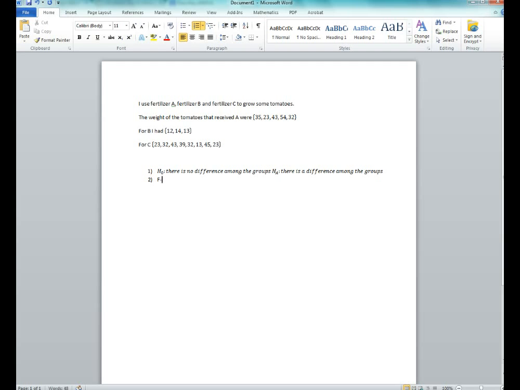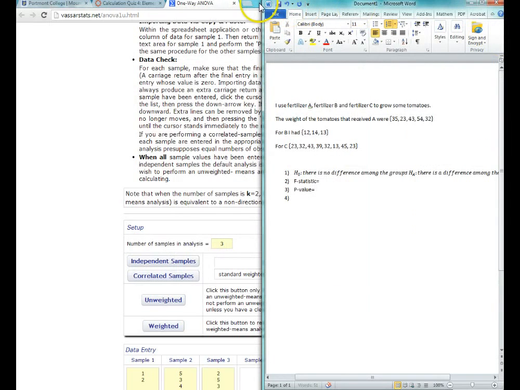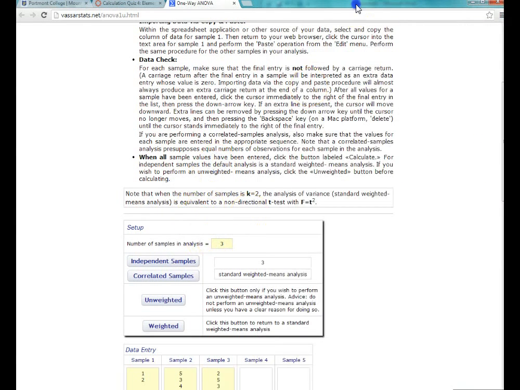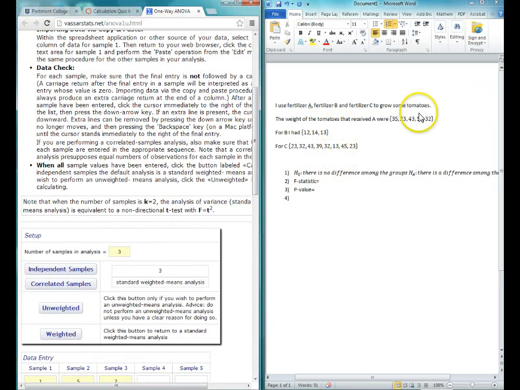The statistic in this case is called an F statistic. We're going to find out what that equals, and it's going to give us a p-value, and once we get that p-value, we're going to be able to make a conclusion based on this data. So let's move over to this ANOVA calculator. Notice I already put the number of samples. There are 3 samples, fertilizer A, B, and C.